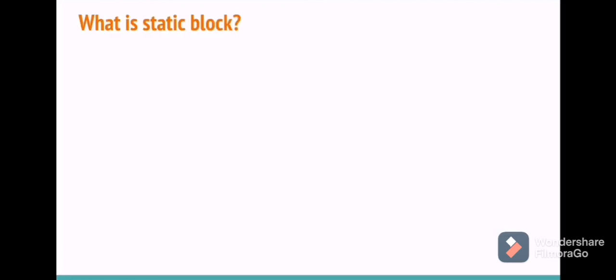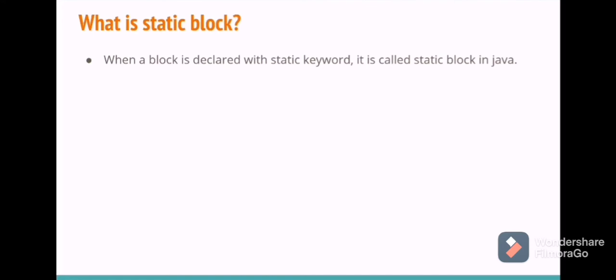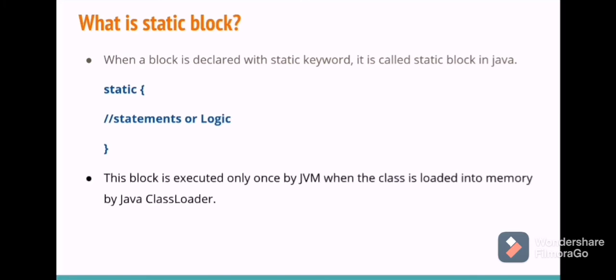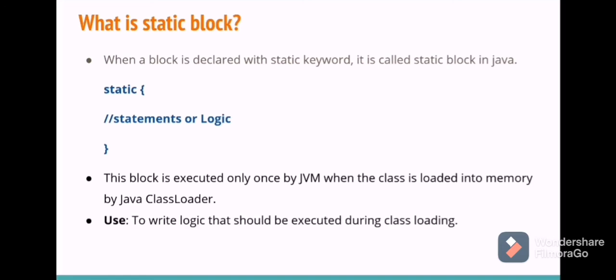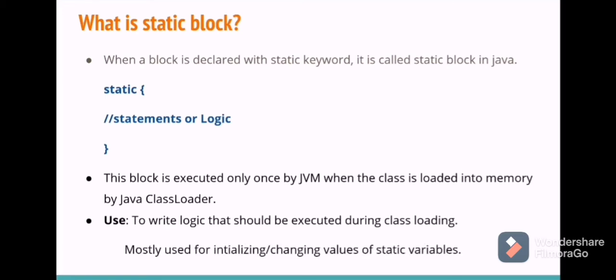What is a static block? If a block is declared with the static keyword, then it is a static block in Java. Syntax for that is static, open braces, close braces. So inside that we can write any statements or do some logic. This block is executed only once by the JVM when the class is loaded into memory by the Java class loader. So only once it will get loaded. And why it is used is to write logic that should be executed during class loading itself. And one more thing, it is mostly used for initializing or changing values of static variables.